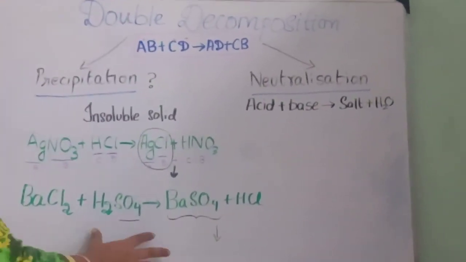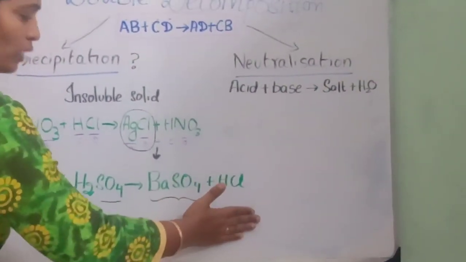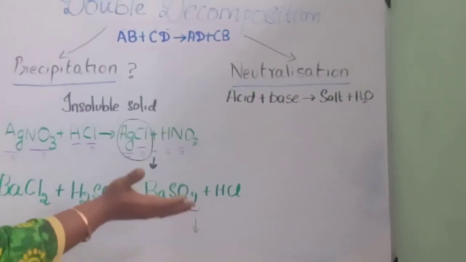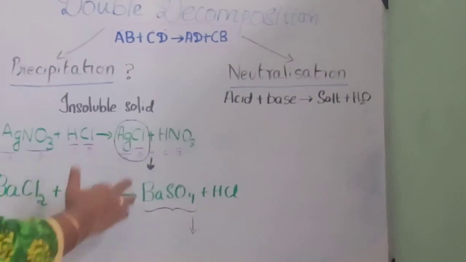Barium chloride reacts with sulfuric acid to form barium sulfate and hydrogen chloride. So barium sulfate also forms a white precipitate. These two reactions are a positive test for the chloride radical and the sulfate radical.